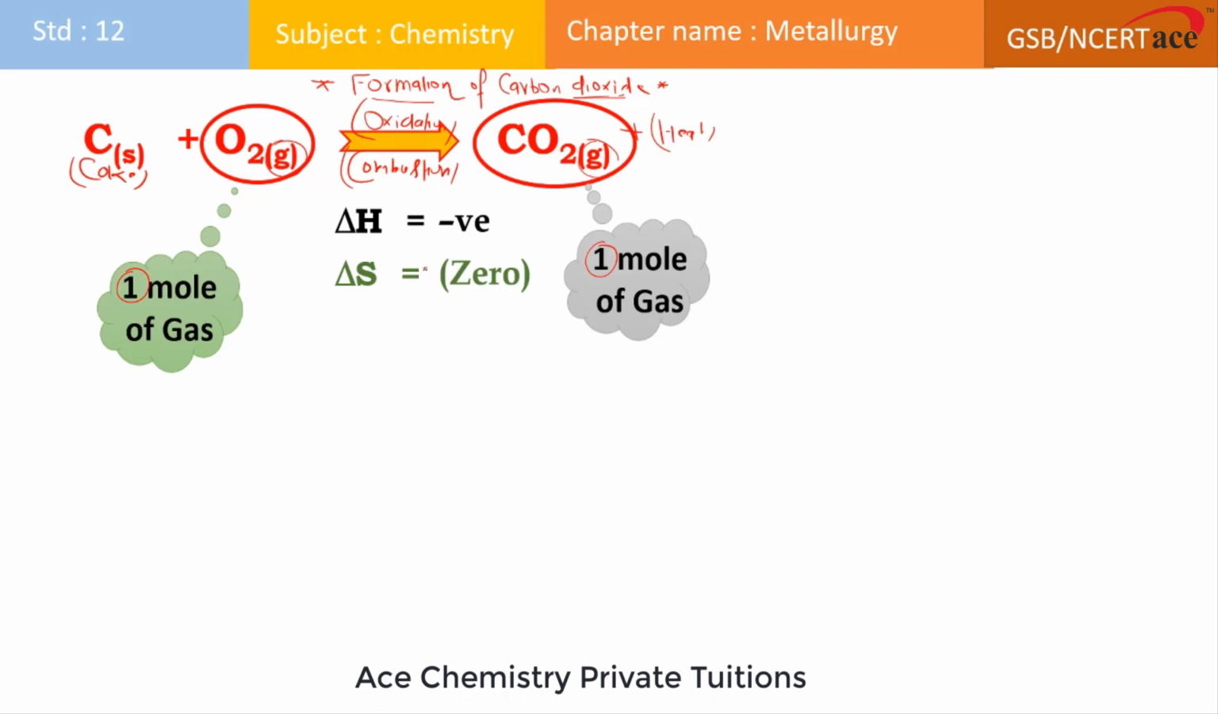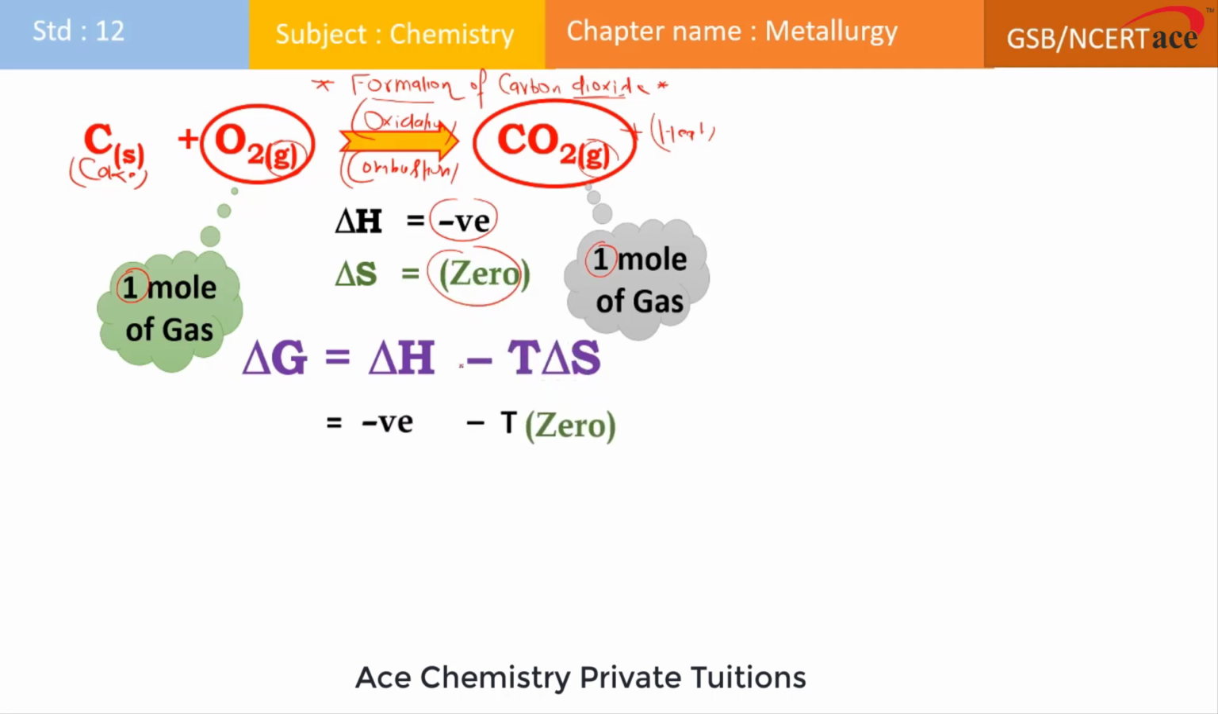So that's why we say delta S for such cases will be taken as 0. Now what if I substitute the values of delta H and delta S into the Gibbs-Helmholtz equation? Here delta H will be negative, and delta S is 0. In order to make this reaction, the formation of carbon dioxide, spontaneous, or to favor this reaction, the delta G value should be negative. So what should be the value of the temperature?